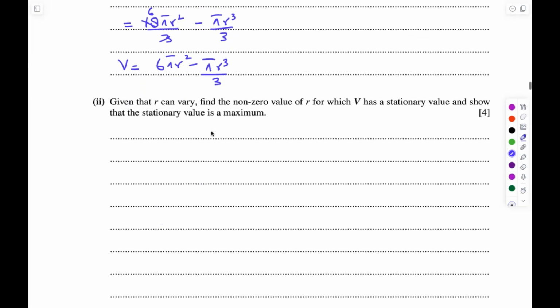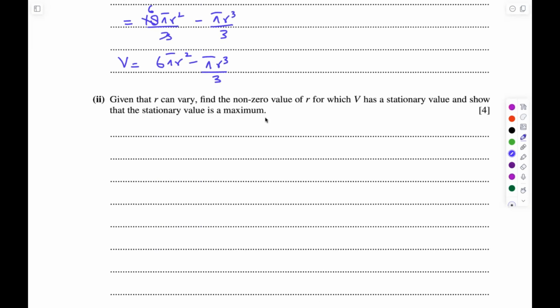In part 2, it says, given that r can vary, find the non-zero value of r for which V has a stationary value and show that the stationary value is the maximum. Now, to find a stationary value, it means that we'll first have to differentiate the expression and put it equal to 0. So V was equal to 6 pi r squared minus pi r cube upon 3.